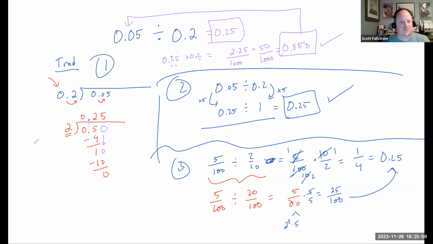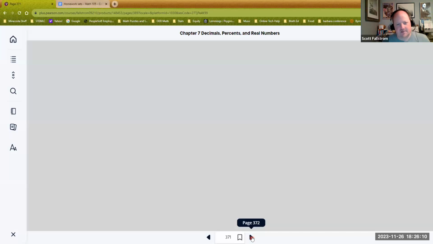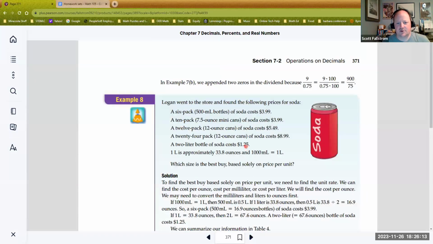So quite a few ways to do these. I'll let you take your pick. Again, no preference on my end. It's whatever works best for you. Sometimes there's a more efficient way, but that's kind of up to you as you do it.